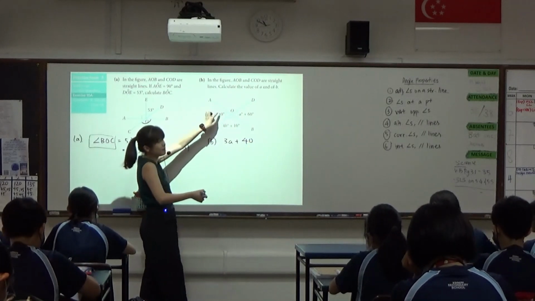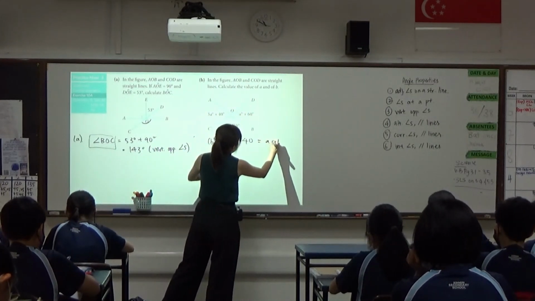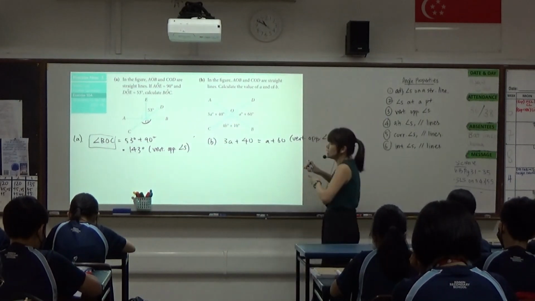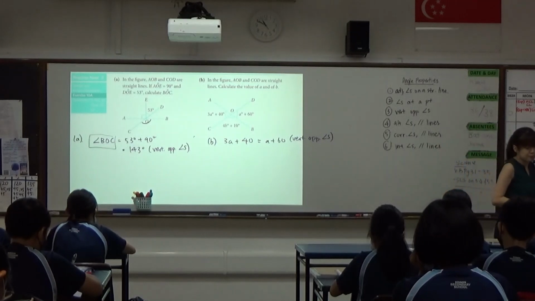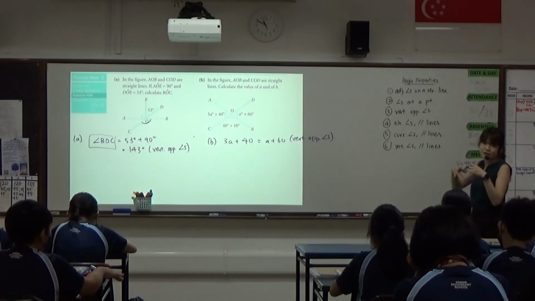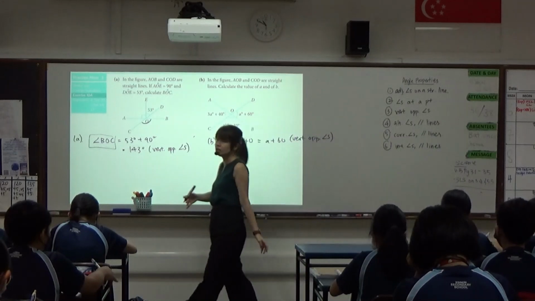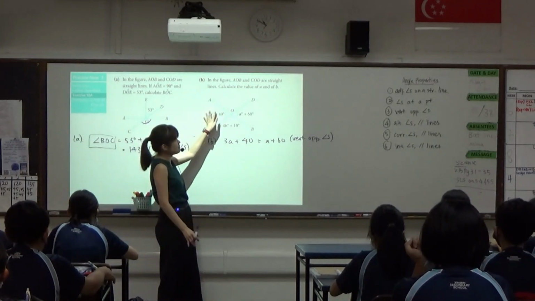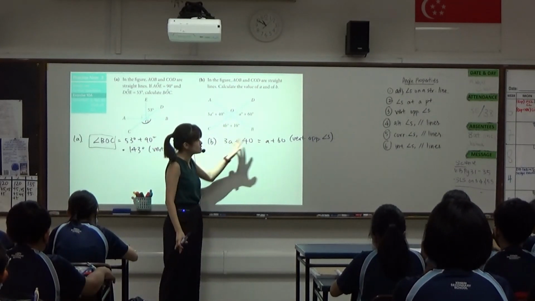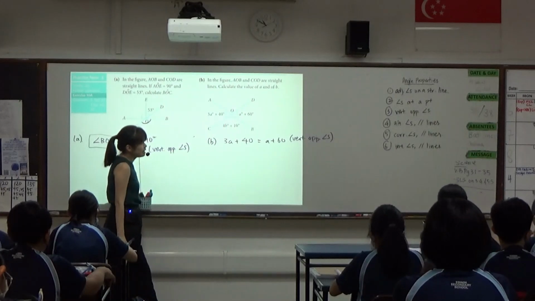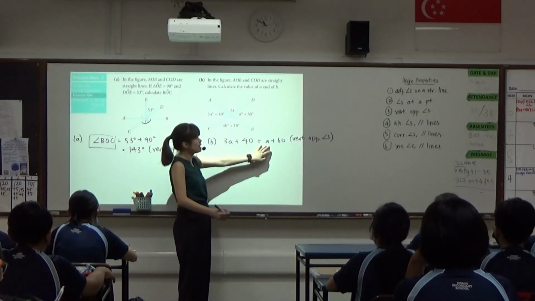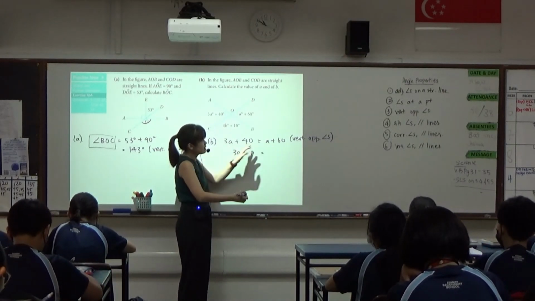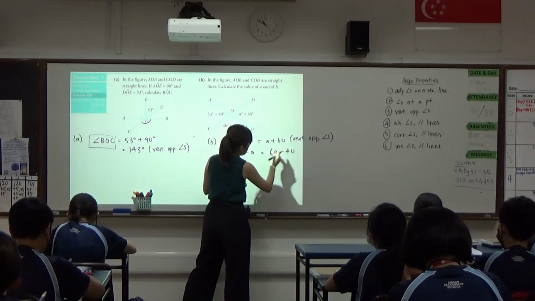So we can say that 3A plus 40 is equal to A plus 60. That is due to vertically opposite angles. Let's not skip any steps whenever we present our answers. Some of you may think very fast and do a lot of calculation, add here, minus there, then you get the answer. Let's make it very clear that we apply vertically opposite angles and these two are equal, so we write it out. Then I need to find A, so I'm going to shift things. 3A will stay here, minus away A, followed by 60 minus away 40.